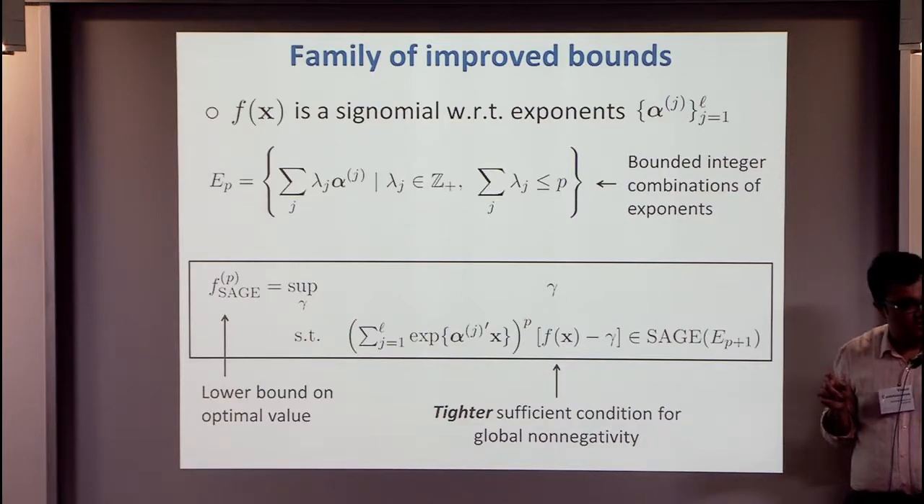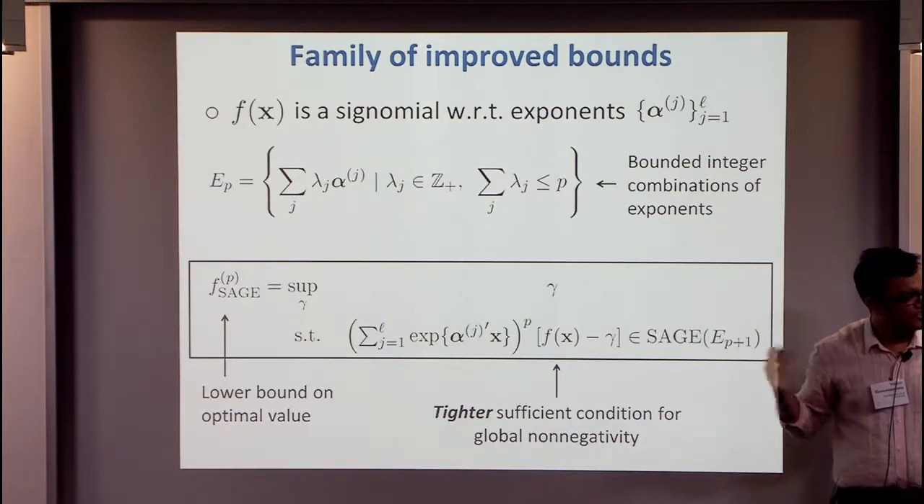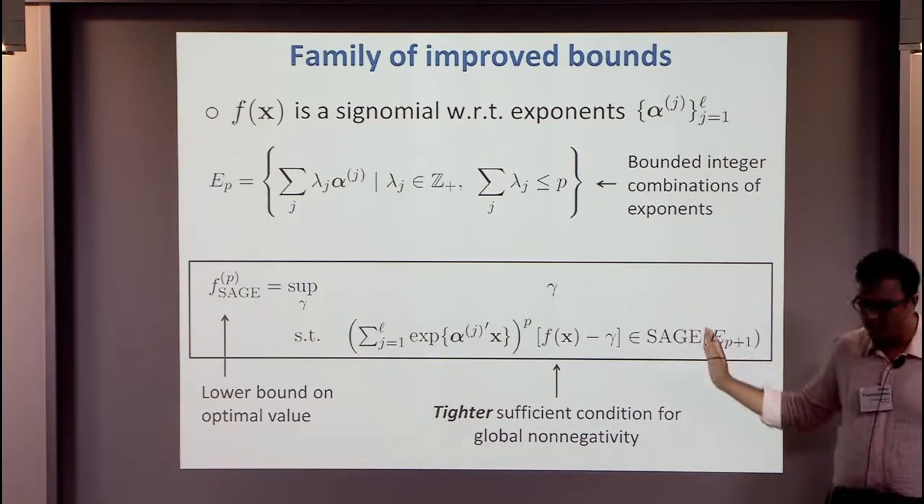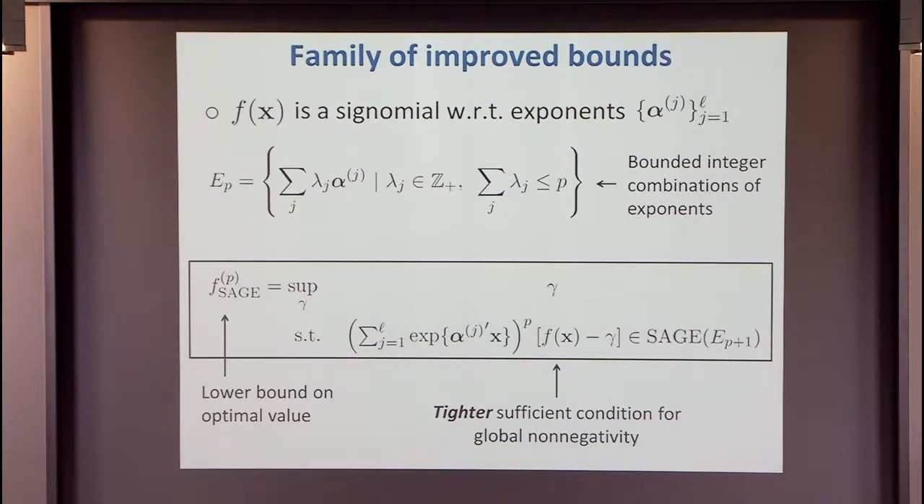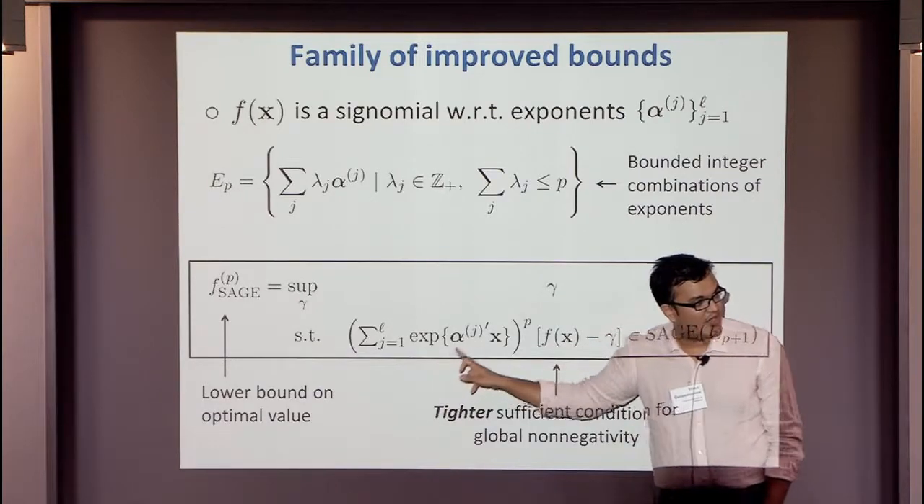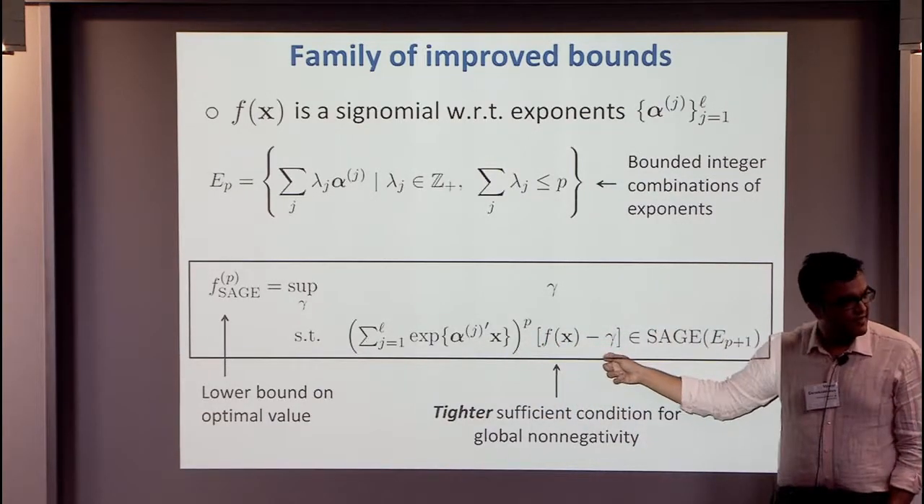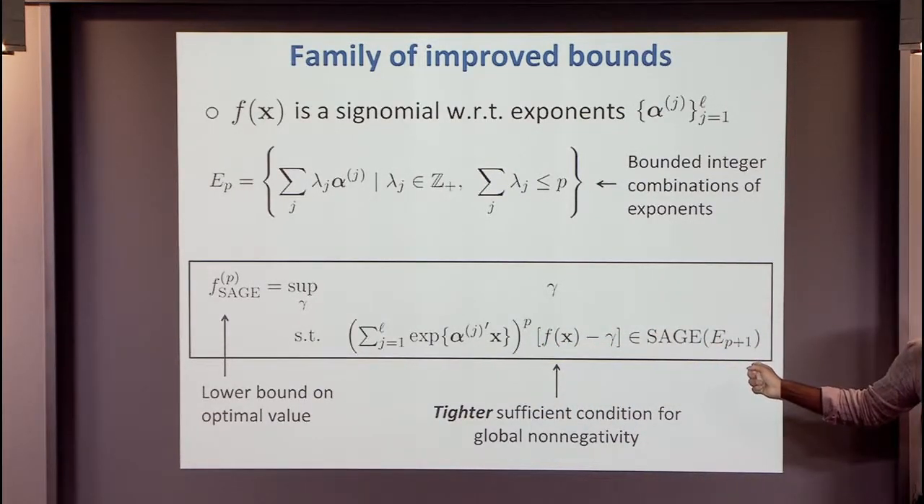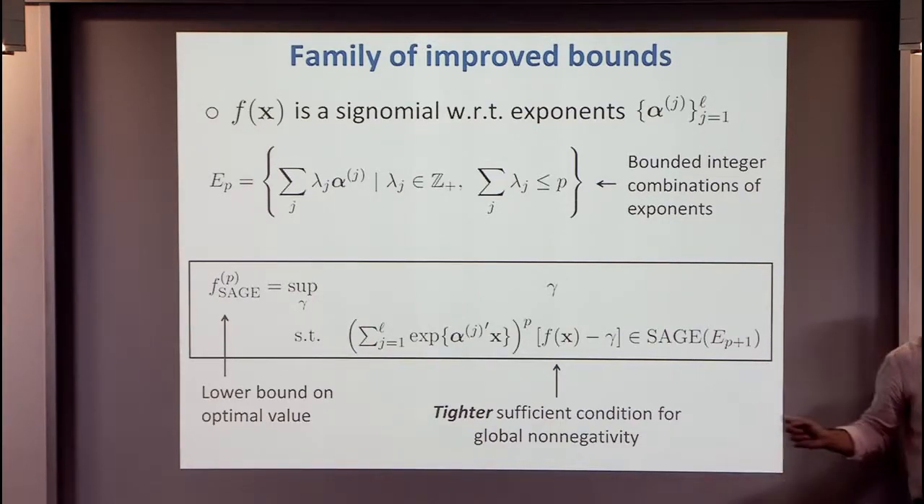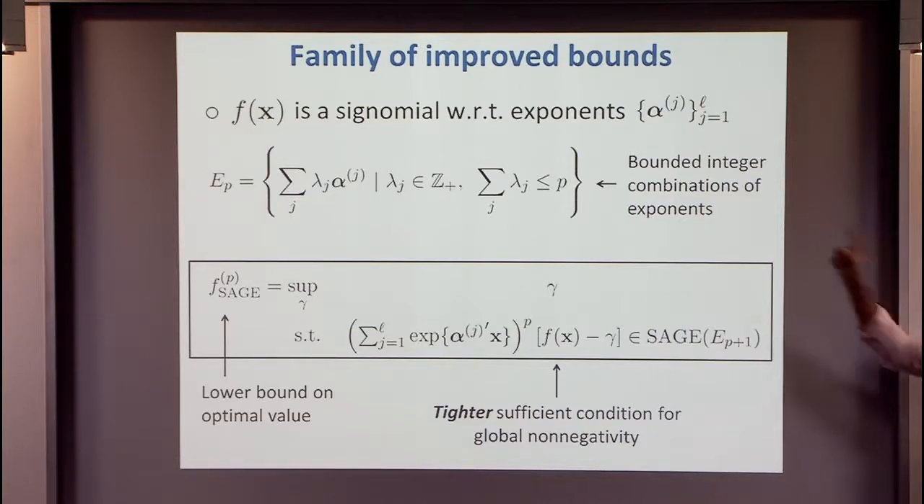I think the question is, what do you use to actually solve this? This is a convex optimization problem, and we just use a basic interior point method to solve this. P is a positive integer. We raise this to the power P, multiply f of x minus gamma. What's the complexity of this? It will be on the order of L to the P. L is the number of exponents in your SP.